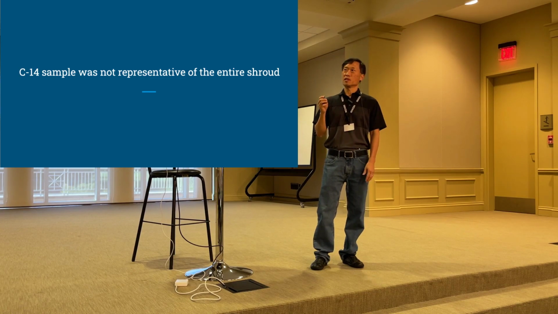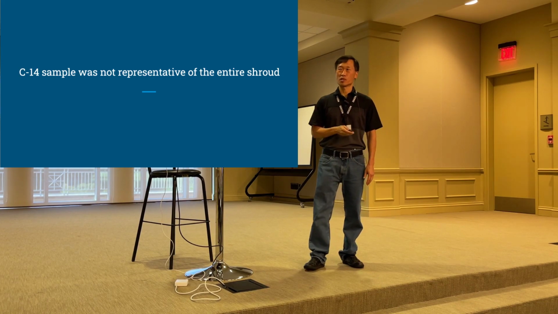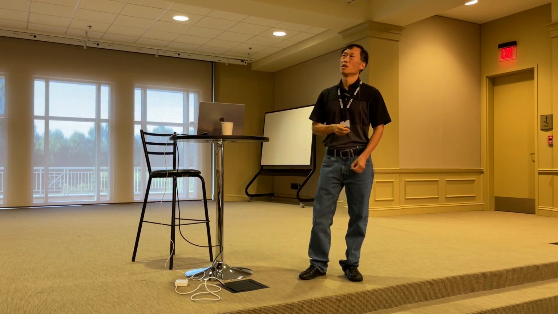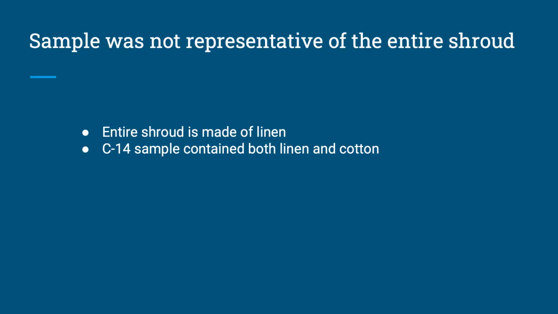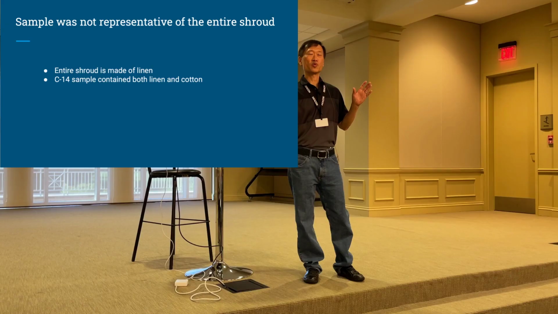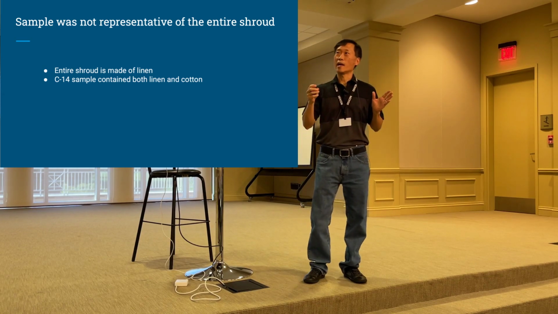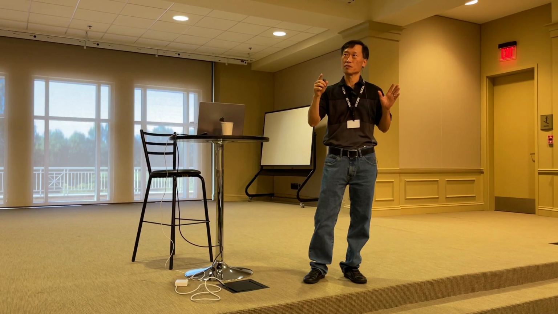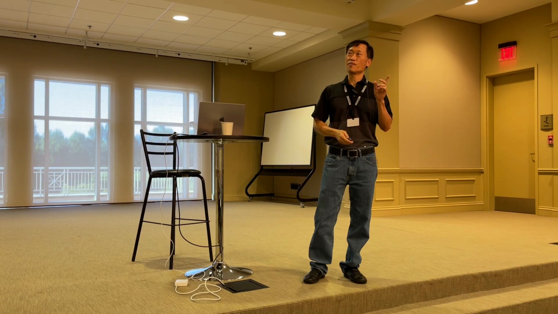Second main argument is the sample that they took was not representative of the entire shroud. So the entire shroud is supposed to be made out of linen. You're not supposed to make anything mixed with linen and wool. This was an Old Testament law. And so when they studied the shroud in 1978, they didn't detect really any cotton in the shroud because they studied the main part of it. All they had was linen. But the C14 sample that they took contained both linen and cotton.